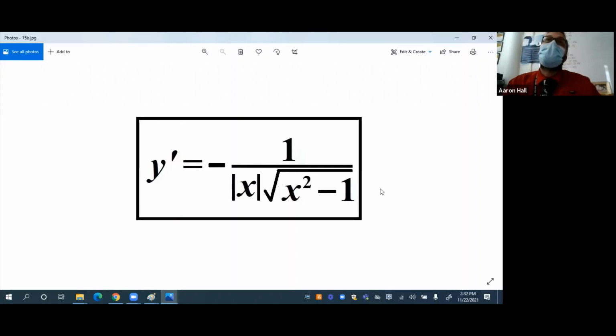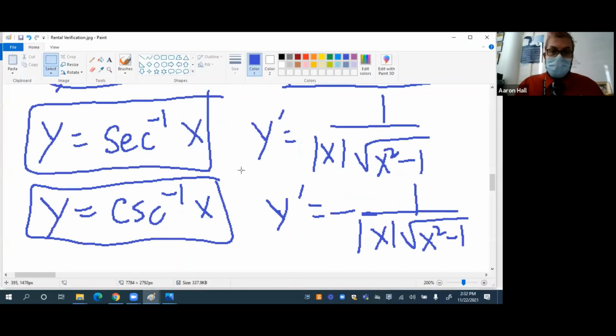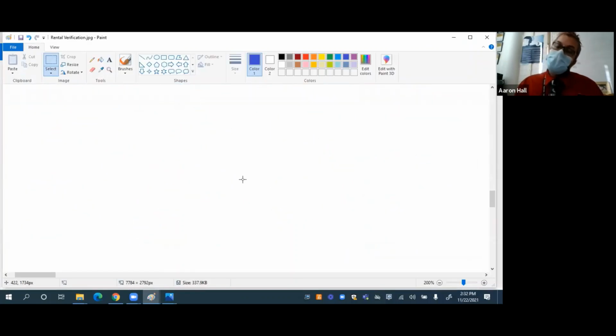What's the notation of that? How would we see that on a problem? Would it just be y prime and then negative 1?